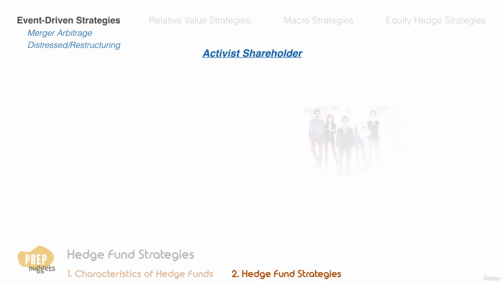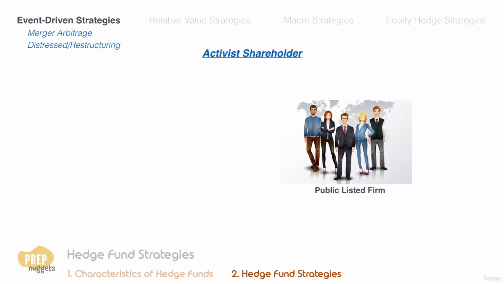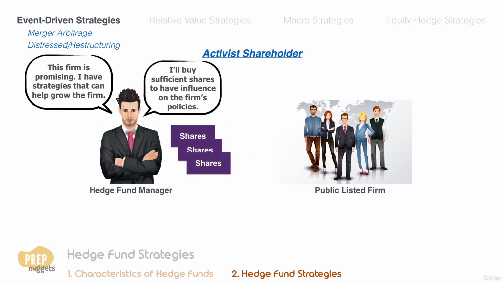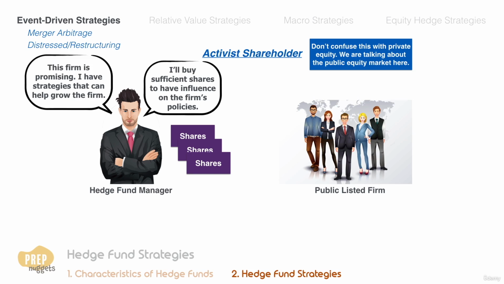Activist shareholder is the strategy of influencing a company's policies with the goal of increasing the company's value. If the hedge fund manager finds a promising firm, he'll buy sufficient shares that he has influence on the firm's policies. Don't confuse this with private equity, which we'll learn about later. These hedge funds are distinct because they operate in the public equity market.